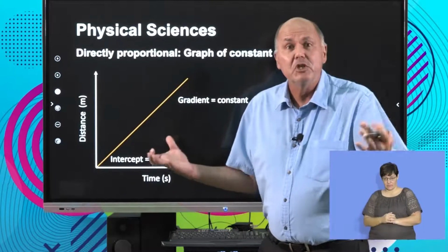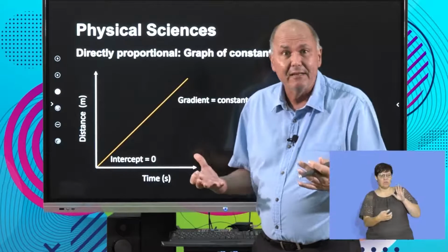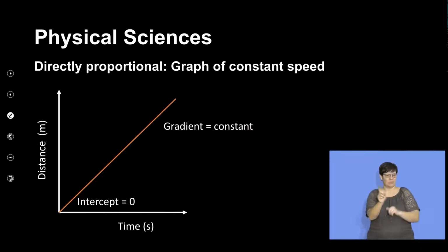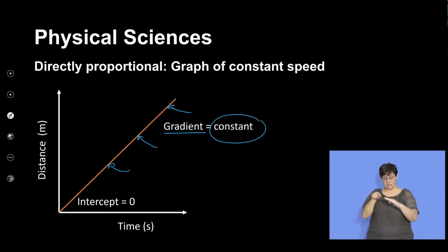What are the features of this graph mathematically? Well, the first thing that you'll notice is it's a straight line. It has a certain steepness. We call that steepness the gradient. And the gradient at this position, and the gradient at that position, and the gradient at that position is all the same. It's a constant.